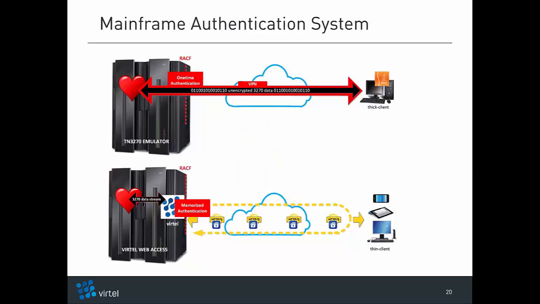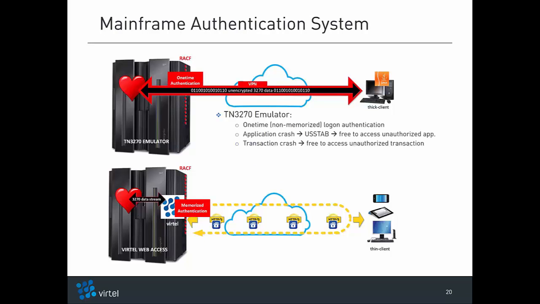Now on to the mainframe authorization system: RACF, ACF2, or Top Secret. With TN3270 emulators, users are authenticated once at logon and their authorization is not memorized. When an application crashes, users are sent back to the USS tab where they are free to access unauthorized applications if they know how to do so. When a transaction crashes, users are free to access unauthorized transactions.